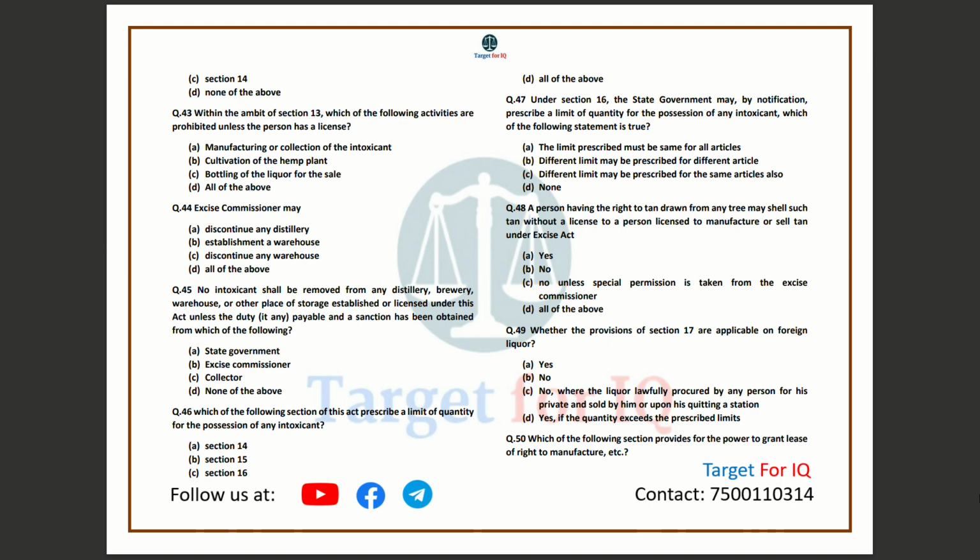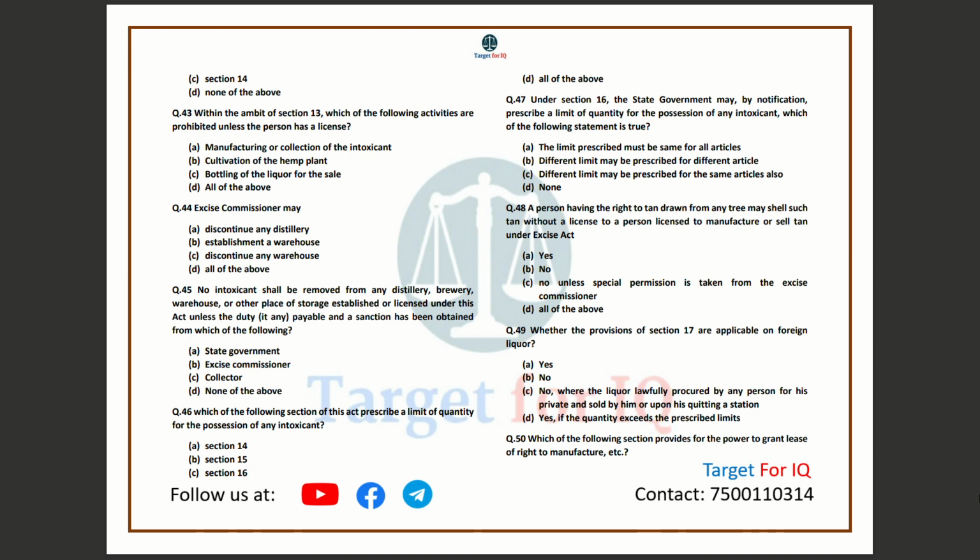Question number 44. Excise Commissioner may, option A, discontinue any distillery. B, establish a warehouse. C, discontinue any warehouse. And option D is all of the above. The correct answer to question number 44 is all of the above. That is, Excise Commissioner may do all these three things.